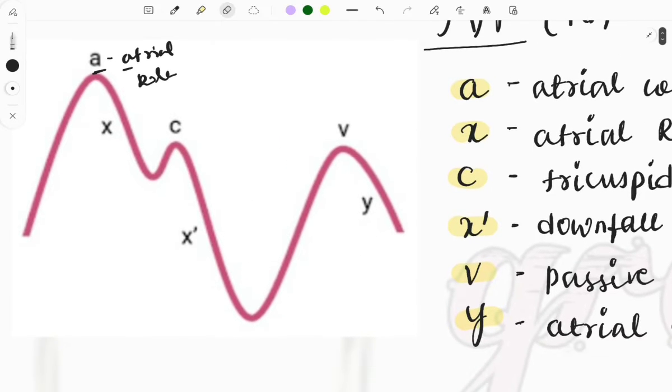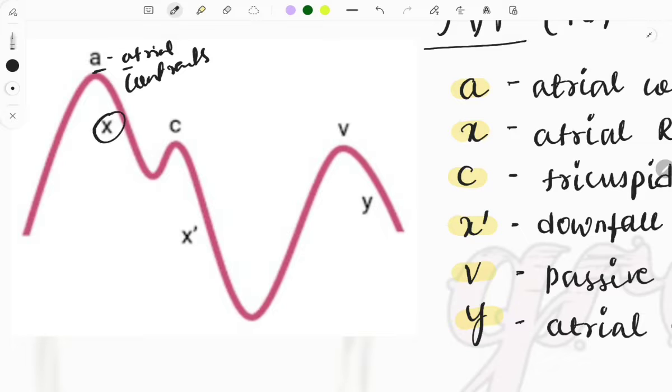X is the contraction phase. Sorry, not relaxation, it is the contraction phase. First atria contracts, right? So atrial contraction. Then X stands for the relaxation of the atria. And when the atria relaxes, with the force, there will be bulging of the tricuspid valve. See, this is the atrium, and here are the bicuspid and tricuspid valves. This is the ventricle, this is the atrium. So whenever the atria relaxes, there will be bulging in the tricuspid valve. That is denoted by the letter C. C signifies the tricuspid bulging.